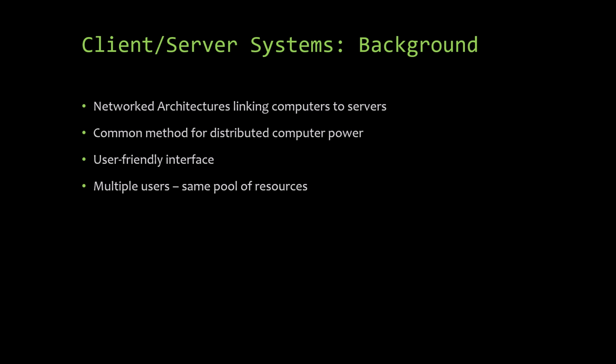Client-server systems are networked architectures which link clients, i.e. computers, to servers. This supports a common method for distributed computer power within companies, linking clients to a central server to execute resources such as file and database requests. This provides a user-friendly interface, enabling multiple users to access the same pool of resources simultaneously.